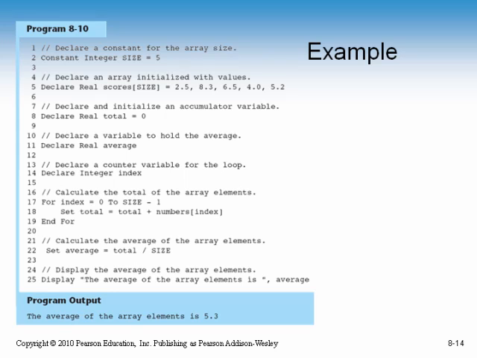Now, for index gets 0 to size minus 1. So index is going to start at 0 and go up to 4. This is a for loop. We're setting total to total plus numbers index.